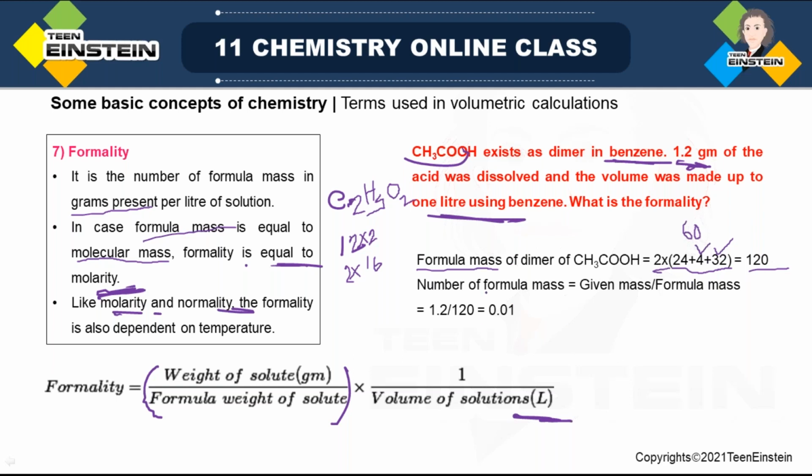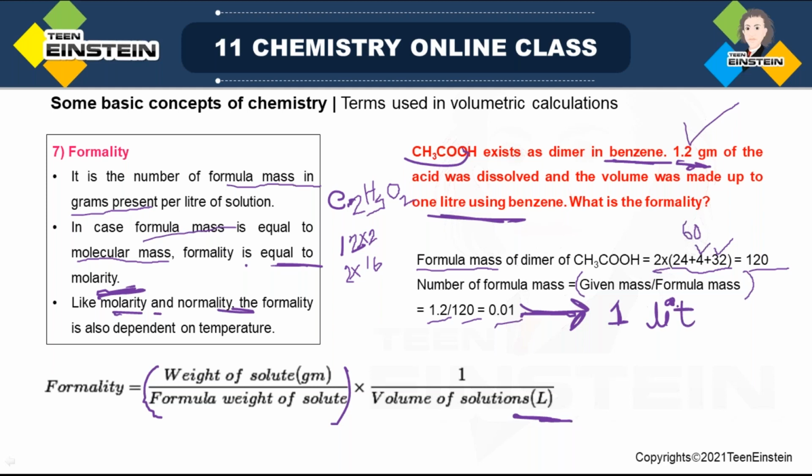So now the next step will be to find out number of formula mass. As mentioned in the first point, it is the number of formula mass in gram that is present in liter. So for that we will divide given mass by the formula mass. Given mass is 1.2 gram, which is already given in the question, and now you are dividing it by 120, which is the mass of dimer, and this is the number of formula mass. But remember, this is actually present in 1 liter.